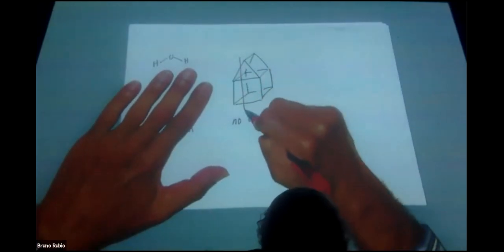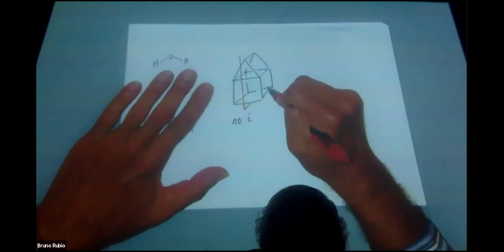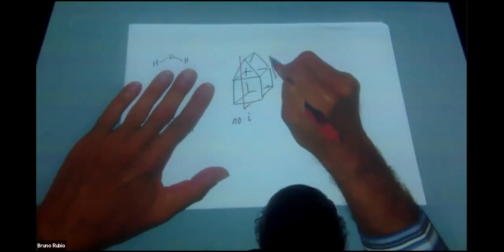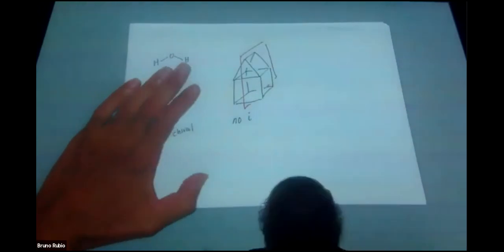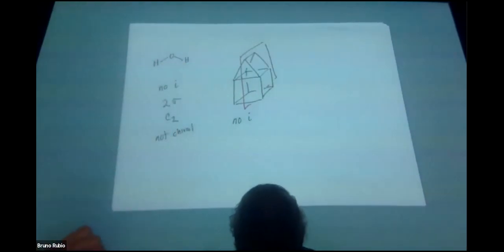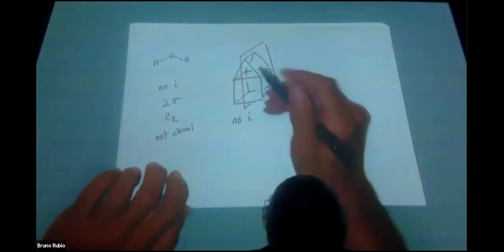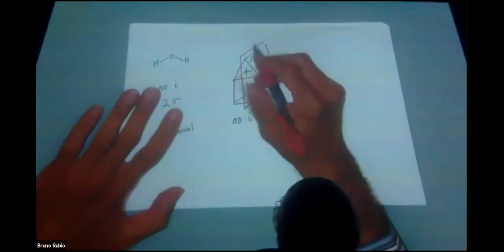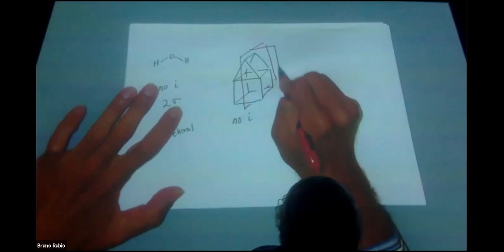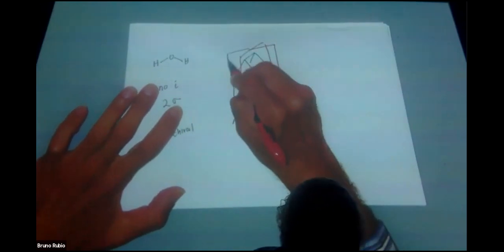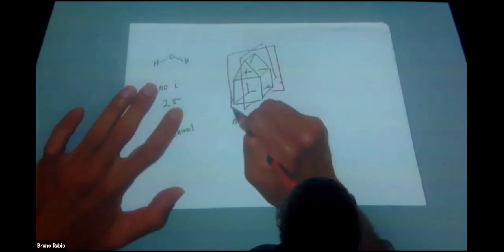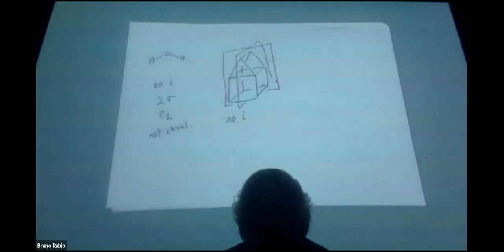So I'm using this red pen. I don't know if this is going to show up in the Zoom. And so we have a plane of symmetry that says that the left is the mirror image of the right. Where's the other plane of symmetry? It is perpendicular to this plane, right? So the second plane of symmetry is somewhere here, right? So there are the two planes of symmetry.